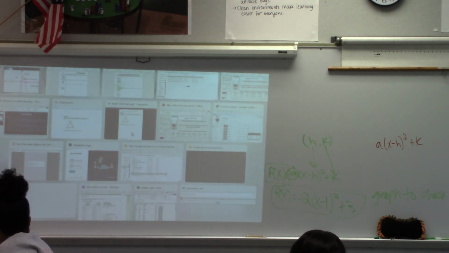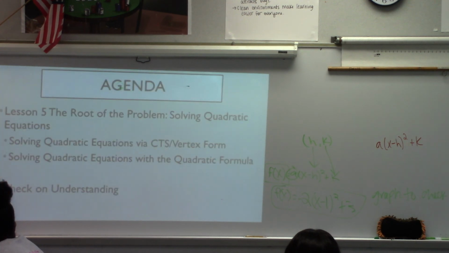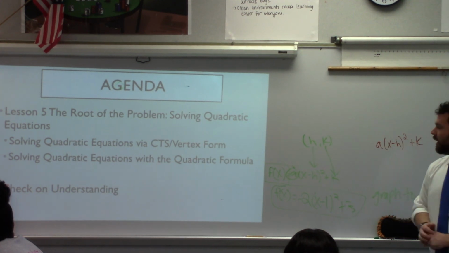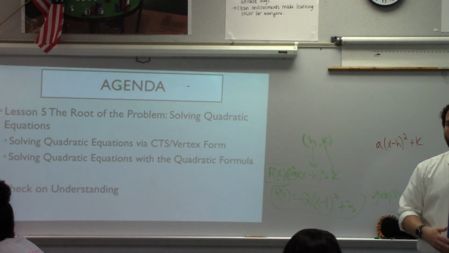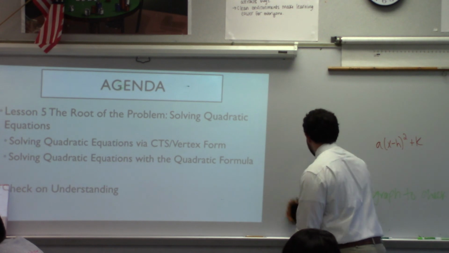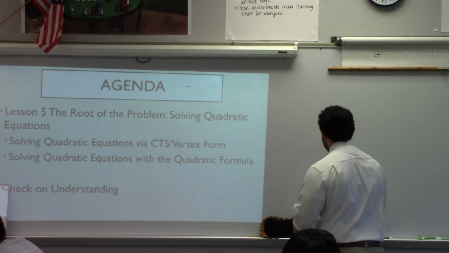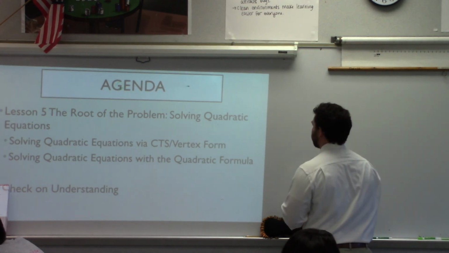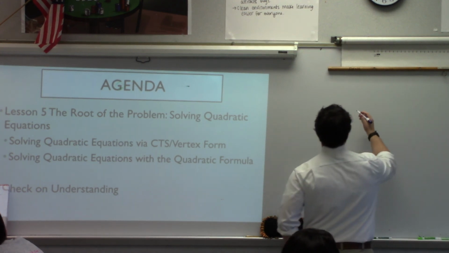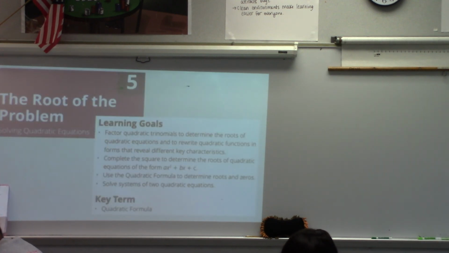But looking here at the slide, so we're going to talk through this idea. Remember, lesson 5, the root of the problem, is all about solving quadratic equations. We focused yesterday on factored form to solve a quadratic equation, and today we're going to focus on the vertex form. Now, I do want you to pay attention to a couple of things that Ms. Courtney said, or actually I'm going to pull those back up because they addressed this concept.